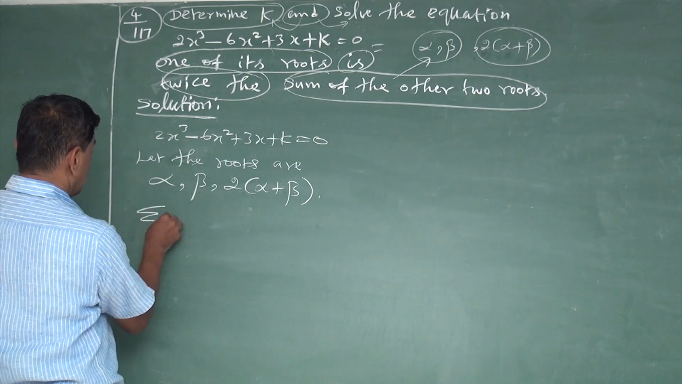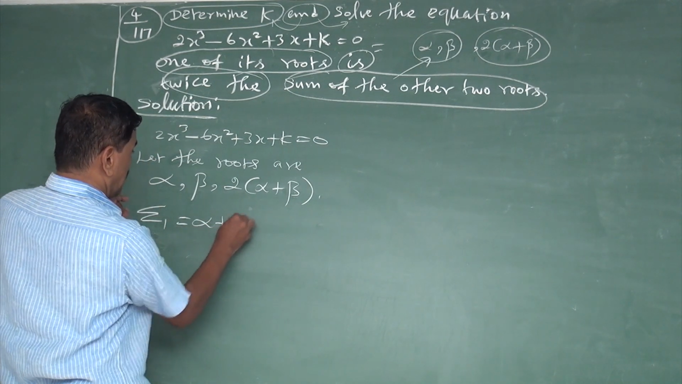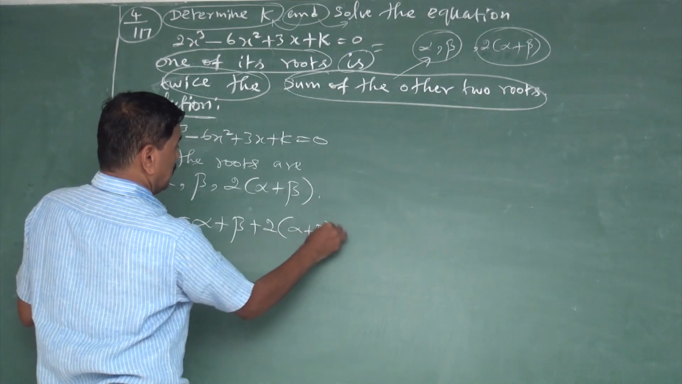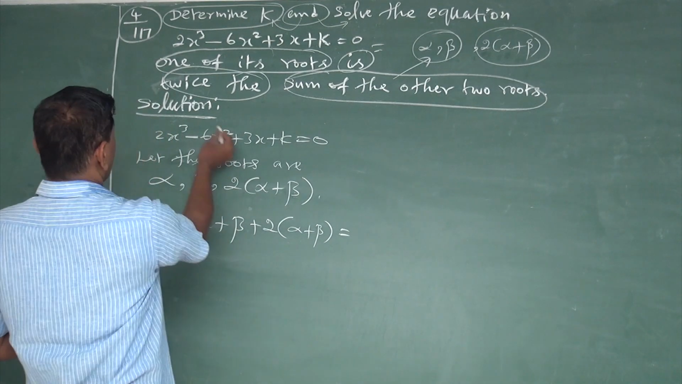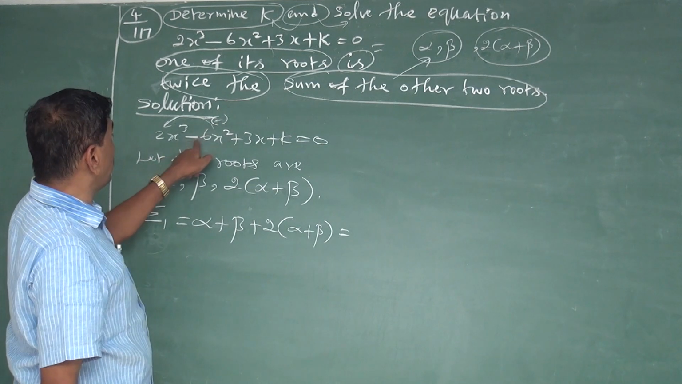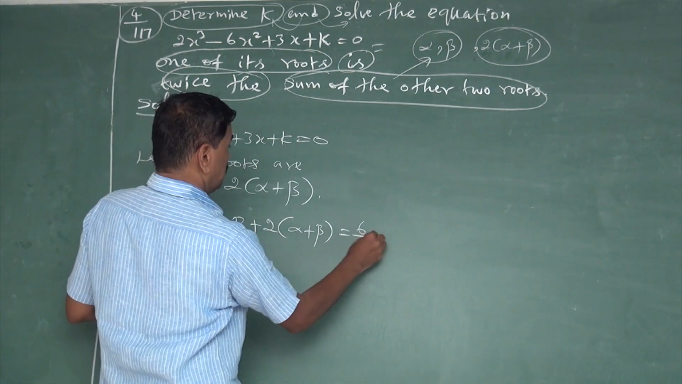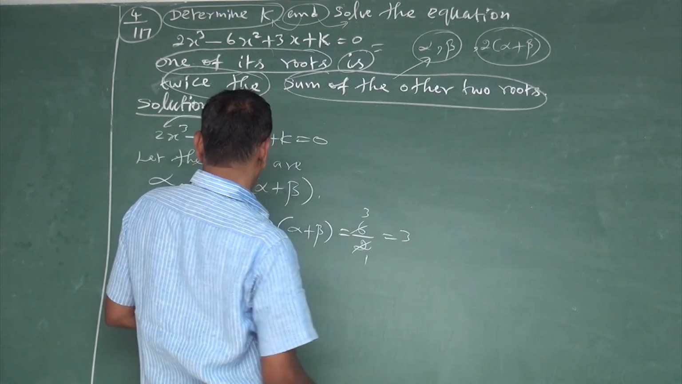Now listen. Sigma 1 is equal to alpha plus beta plus twice of alpha plus beta, which is equal to minus b by a. Here minus into minus is plus, 6 by 2. Next step, 1 2 is 2, 3 2s are 6. So which is equal to 3.